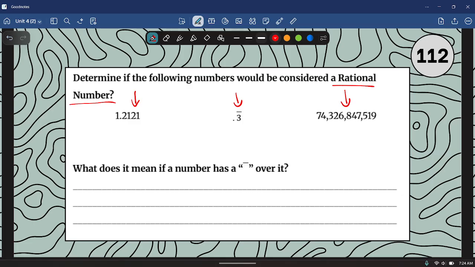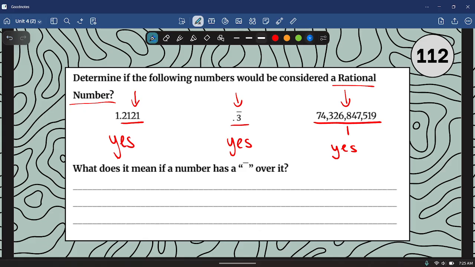All right, this first one. Yes, it is rational. The decimal terminates, meaning you can write it as a fraction. This one, it repeats, meaning you can write it as a fraction, so it is rational. And then this last one, there is no decimal. It's just a whole and natural number, and it can be written as a fraction just by throwing it over 1. So all 3 of them are actually rational.